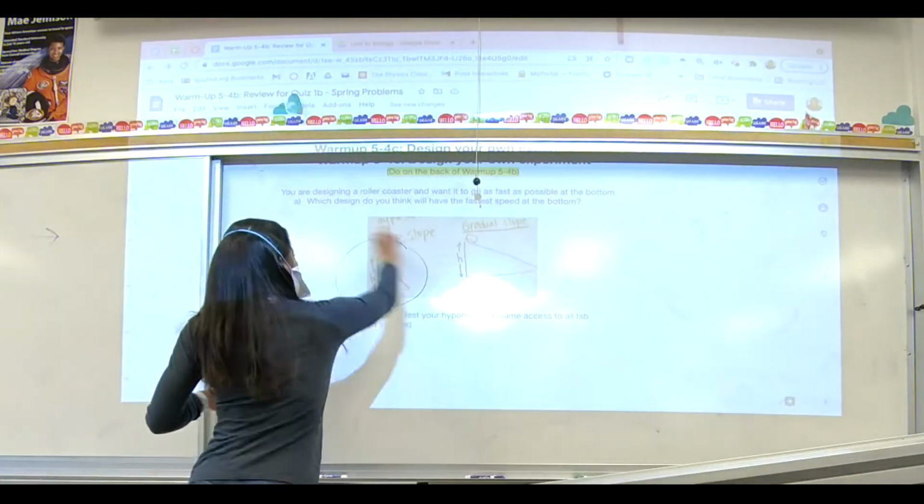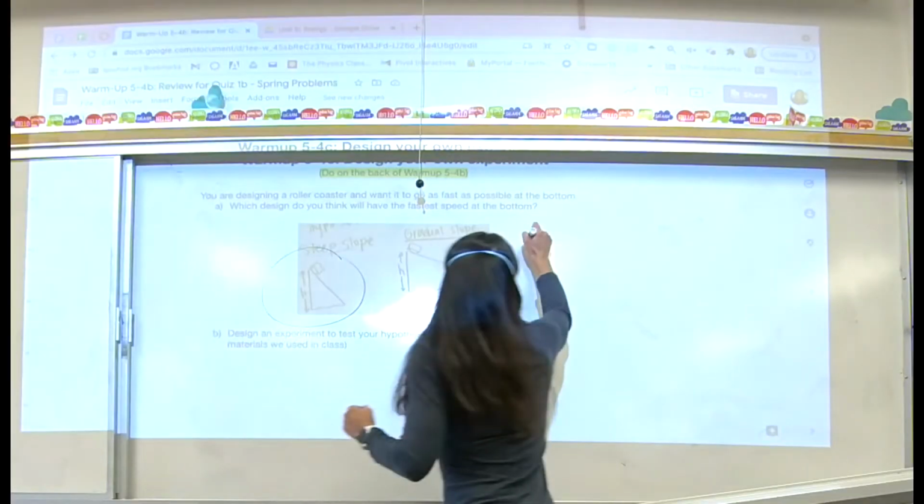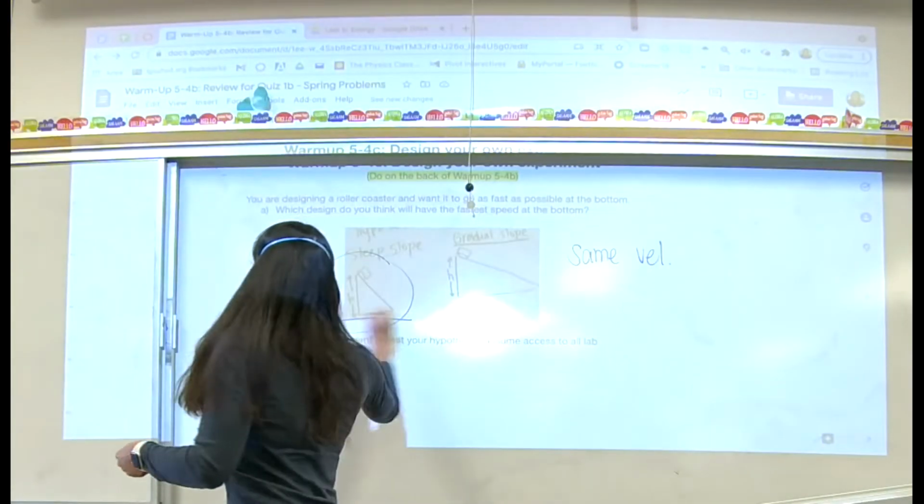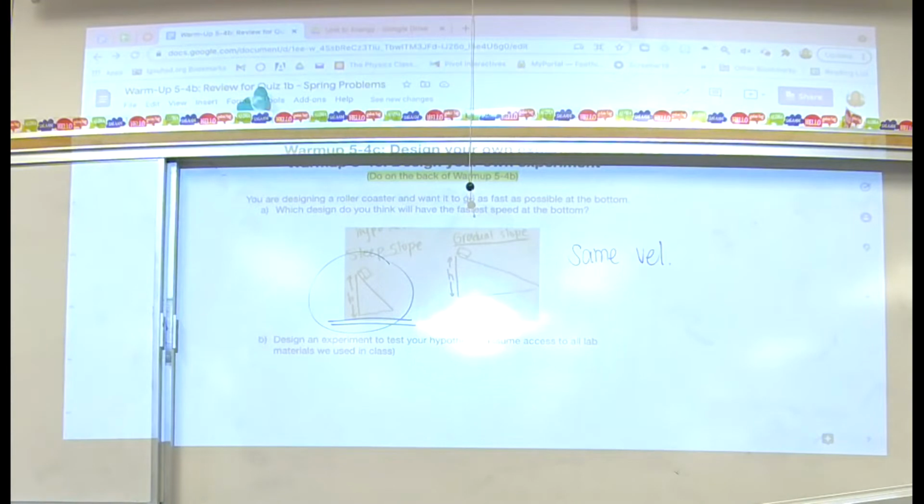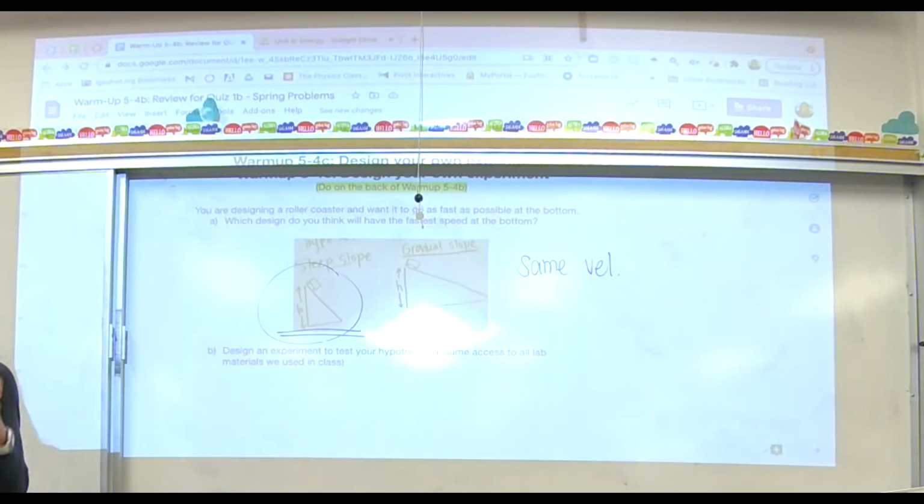Steep slope. Any other thoughts? Same. This is what students usually come up with. Why is this a misconception? Can anyone explain to me why? It's a short distance. So this is the key thing here.